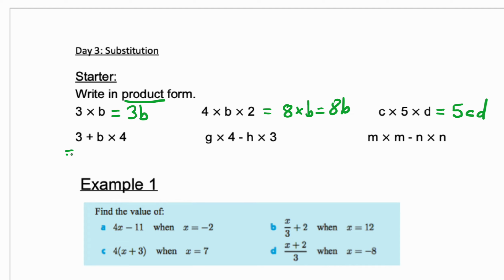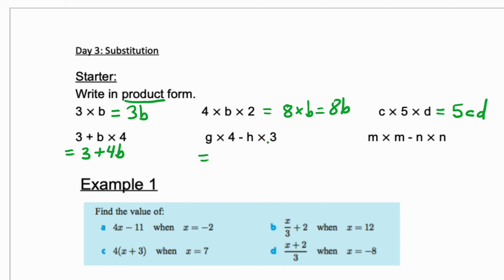Okay, in the next example here, we have a plus sign, so we have 3 plus b times 4. The b times 4 becomes 4b. We write the number first. Okay, that means 4 times b. It's just another way of writing it.